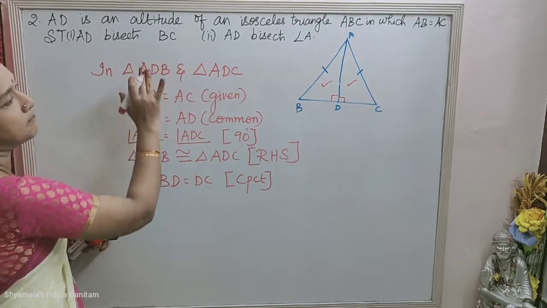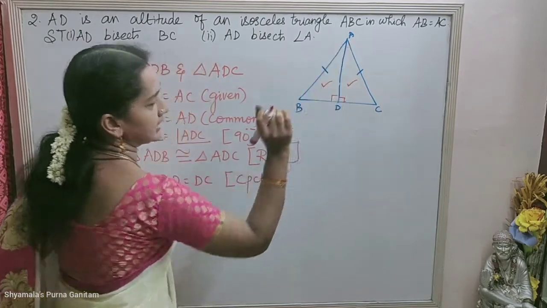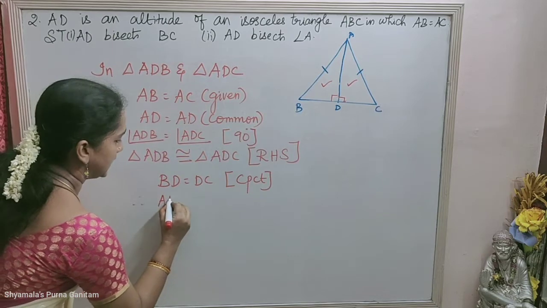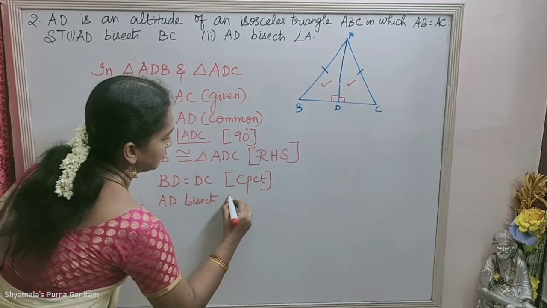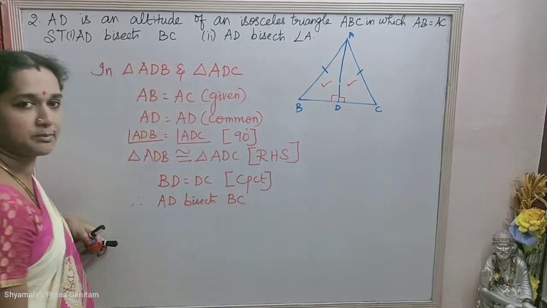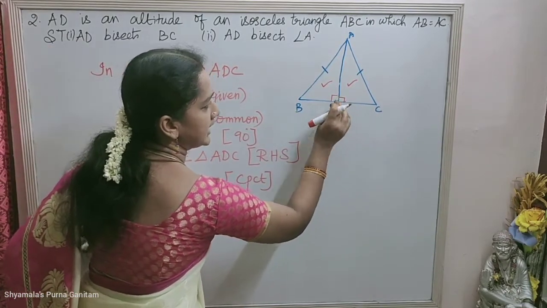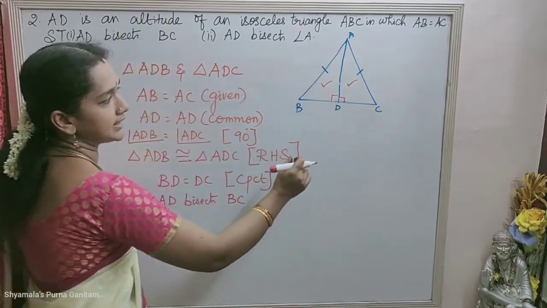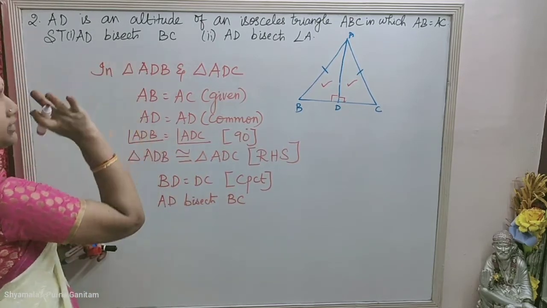Since BD is equal to DC, we can say that AD bisects BC. Since these two line segments are equal, that is, D is the midpoint, AD bisects BC. So, this is the first thing.